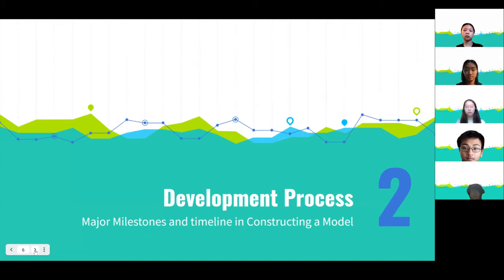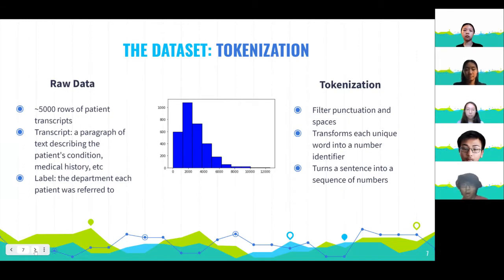Now we are going to talk about how we developed the model. Before creating our model, we first cleaned our data. Originally, our raw data had around 5,000 rows of patient transcripts, each a paragraph of text describing the patient's condition or medical history. So we cannot use our model with this data directly. We clean it through tokenization. We filter punctuation and spaces and transform each unique word into a number identifier, which turns a sentence into a sequence of numbers.